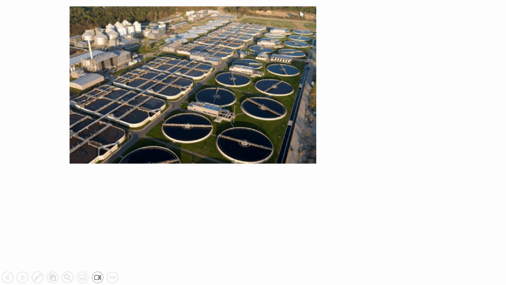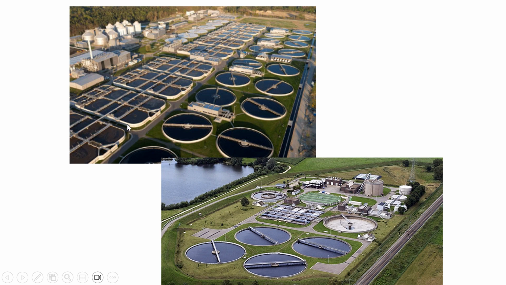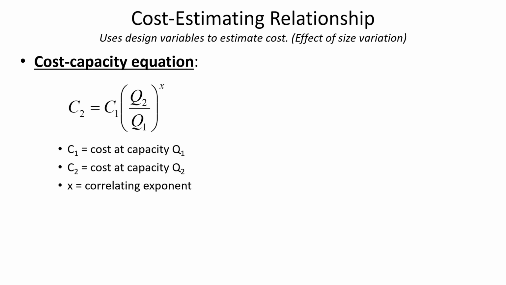So this is a really big one. This is probably for a large metropolitan area, and the cost data for something like this is going to be very different than if you're building a small wastewater treatment plant for maybe a remote rural community. So the differences in size are going to cause differences in cost. And the differences aren't always linear.